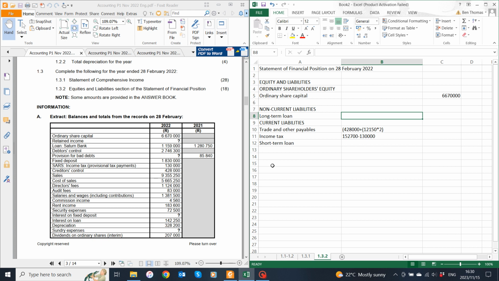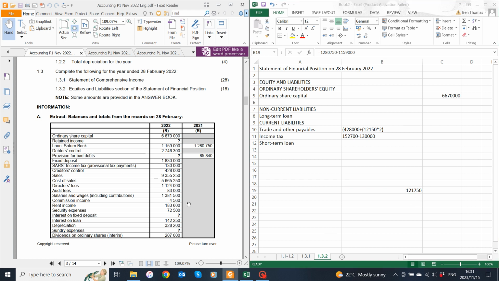So if we want to know how much they've paid back of the loan in the past year, and I'm going to do this calculation down here so you can see, we're going to say 1,280,750 minus 1,159,000, and that gives us 121,750. So guys, that means in the past year you paid back 121,750 rand of the loan.